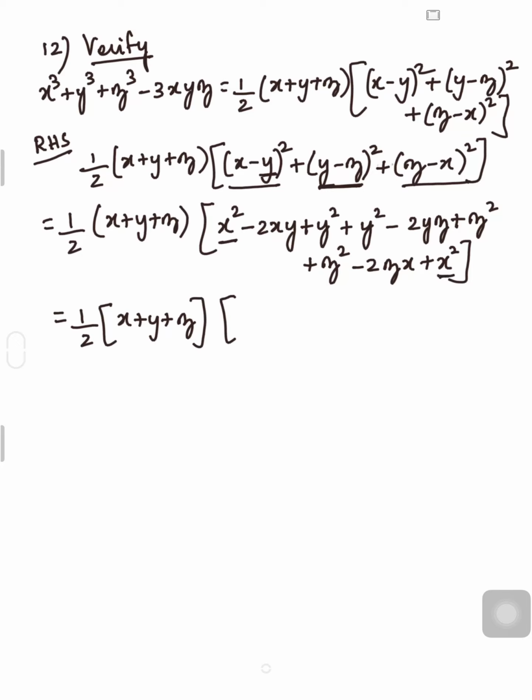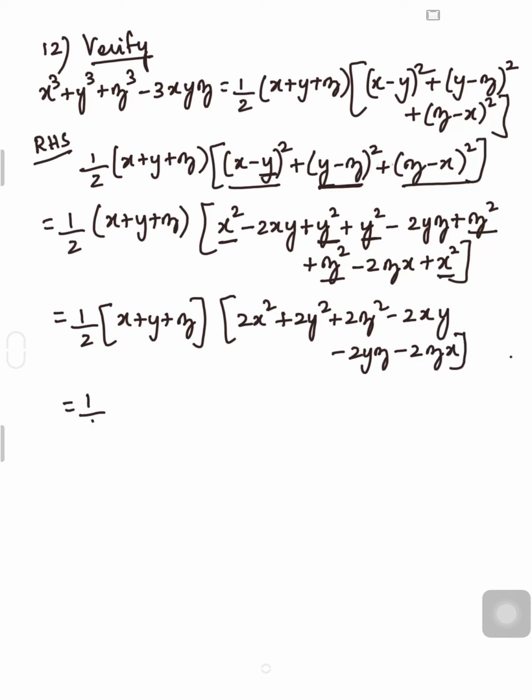x squared here and another x squared here. So x squared plus x squared is 2x squared. Similarly y squared plus y squared is 2y squared. Similarly z squared plus z squared is 2z squared. Then you have minus 2xy minus 2yz and minus 2zx.